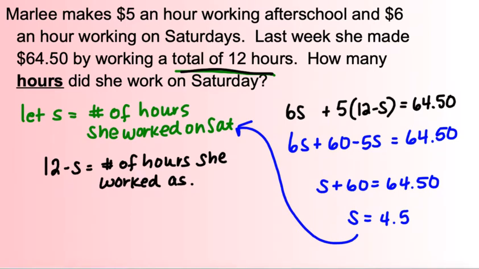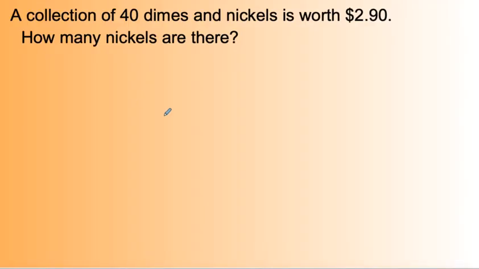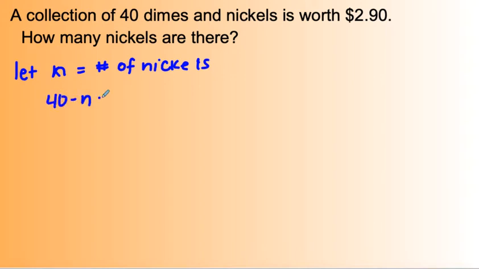All right, the last one we want to talk about is value. So these are very common questions. A collection of 40 dimes and nickels is worth $2.90. How many nickels are there? So yes, I'm going to start with my let statement. We're going to let n equal the number of nickels, and we're going to let 40 minus n equal the number of dimes.